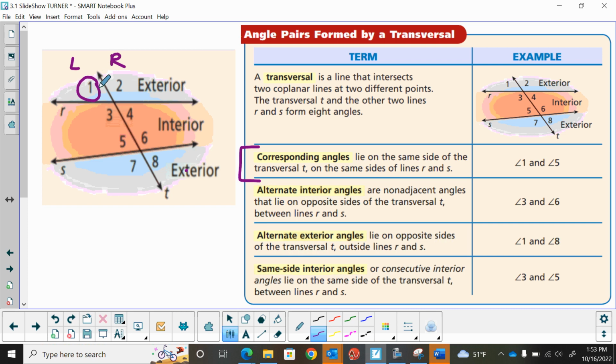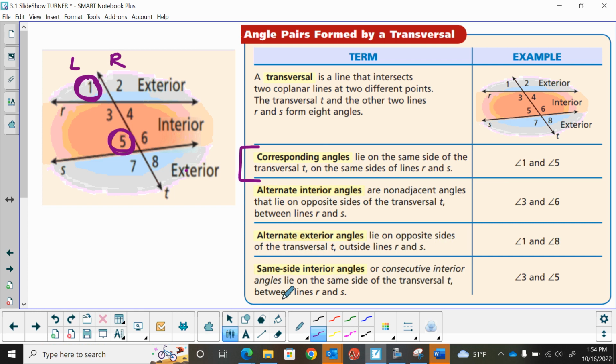So angle 1, we can think about it being kind of above line R and to the left of line T. Or think of it as the top left position of these 4 angles, right? So then if we go down here to 5, 6, 7, and 8, where is the angle that's in the top left? It's angle 5. So they're both to the left of the transversal, and they're both above line R or line S. So angle 1 and 5 would be a pair of corresponding angles.